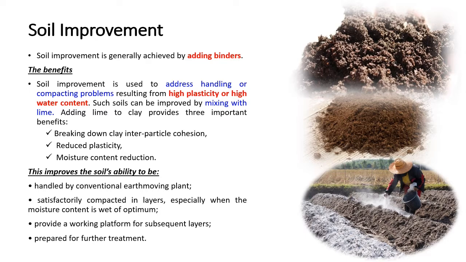Soil improvement is generally achieved by adding binders. Soil improvement is used to address handling or compacting problems resulting from high plasticity or high water content. Such soil can be improved by mixing with lime. Adding lime to clay provides three important benefits, which are breaking down clay interparticle cohesion, reduced plasticity and its ability to undergo deformation without cracking or fracturing, and another one is moisture content reduction.